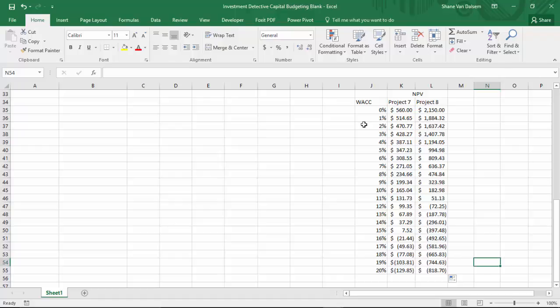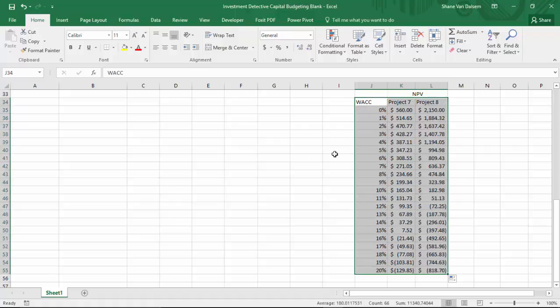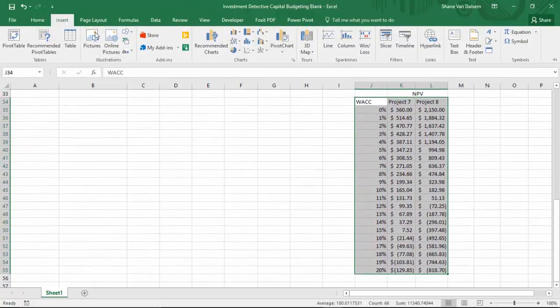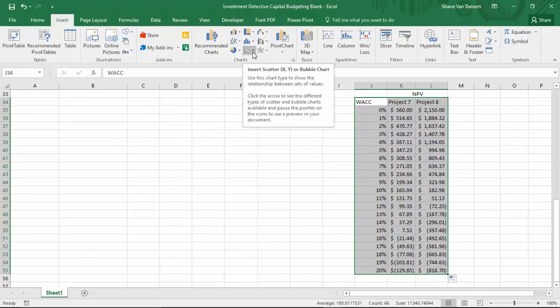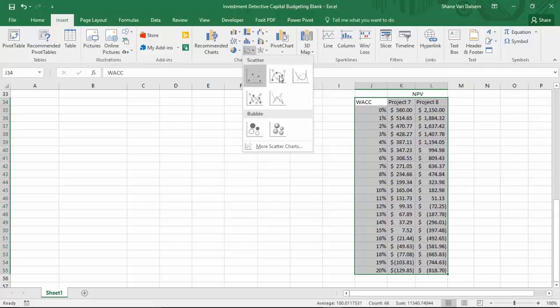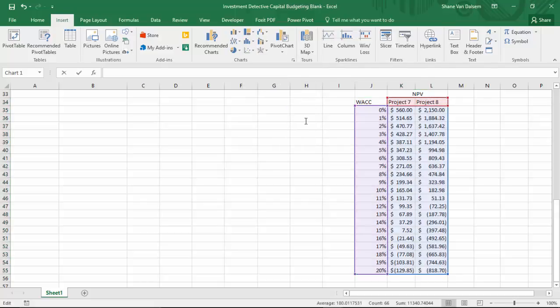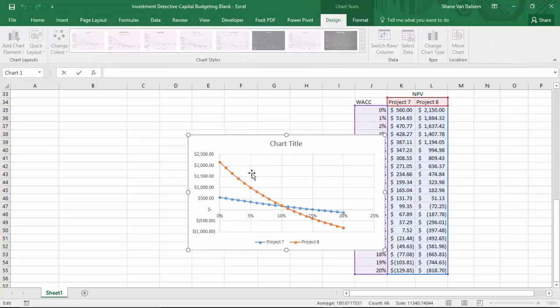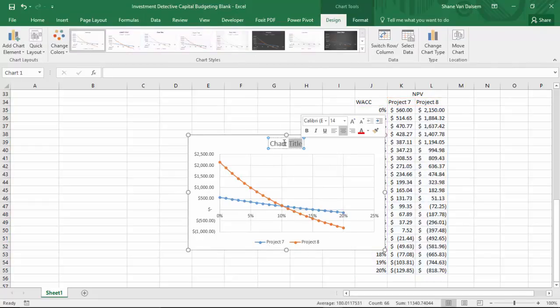for the 2 projects. I'm going to highlight that table, I'm going to go to Insert, and I want to insert a chart. I'm going to choose a scatter chart here, and that's a decent one to use. So we can see our project 7 or project 8. I can call this NPV profiles.